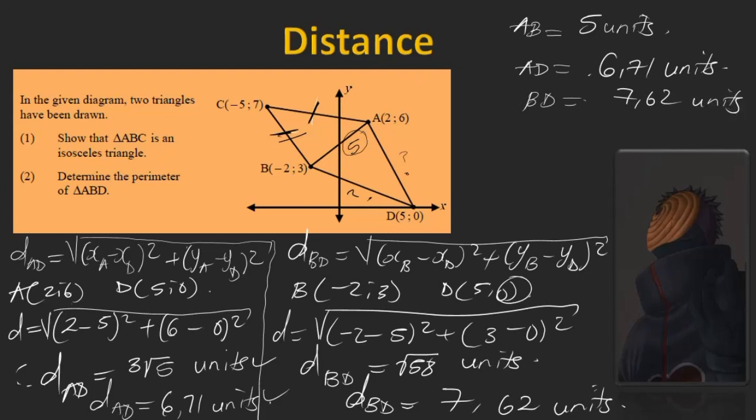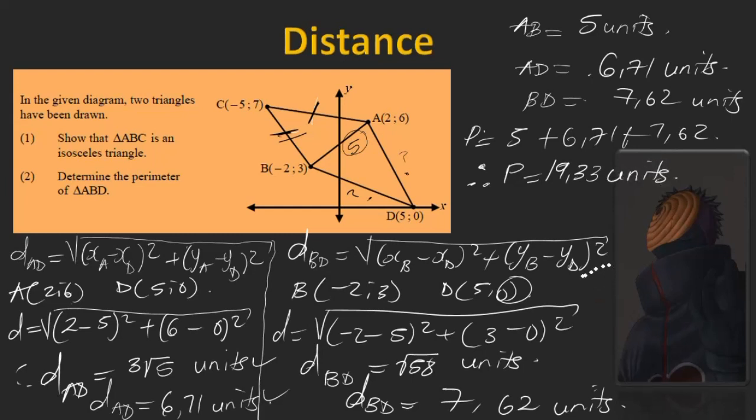Now, we haven't answered the question. The question said it wants us to determine the perimeter, in which that means we should take all the sides of a triangle, add them together just to get the perimeter, right? So let's do that. The perimeter in this case is equals to 5 units plus 6,71 plus 7,62. Therefore, the perimeter is equals to 19,33 units. See how easy is that?